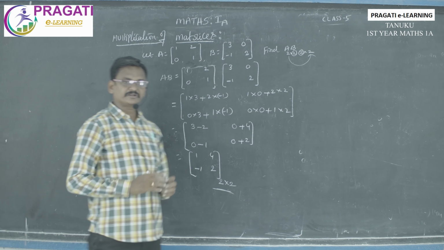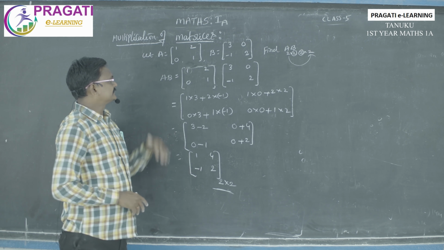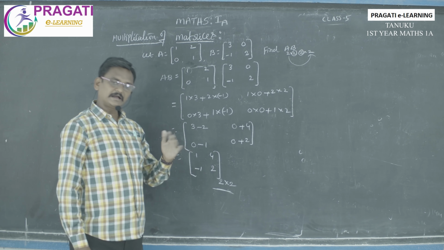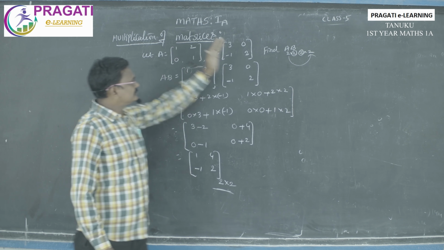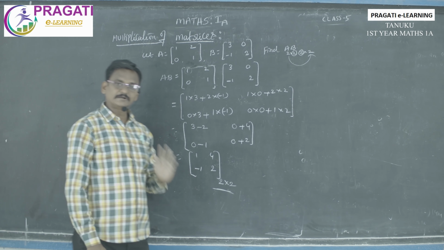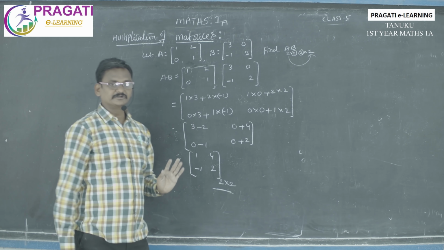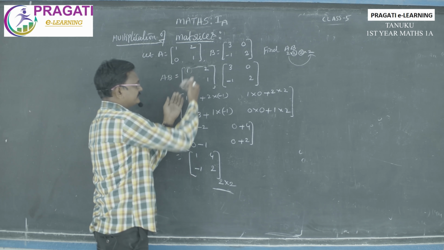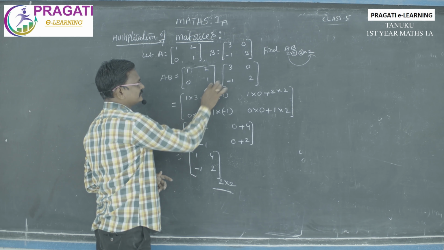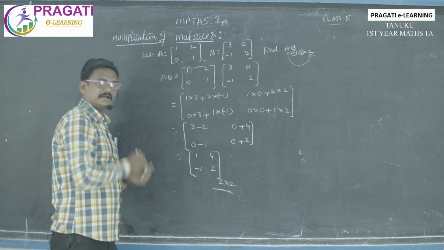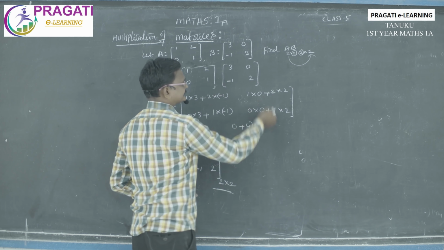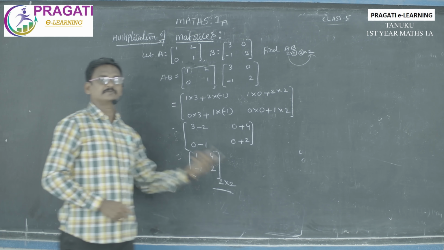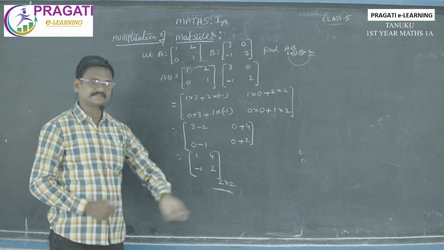Just we can do it very carefully. Start with the first row and first column. Again start with the same row, second column. Suppose if you have a third column, then the same row with the third column. Start with the second row, first column. Again second row with the second column. So this is the process. I will give you one more example also, and then we will start the exercise.